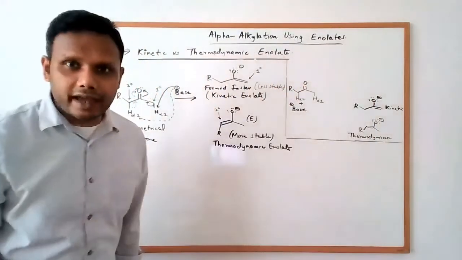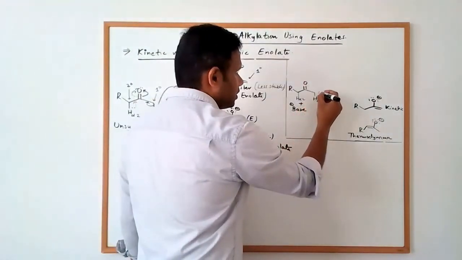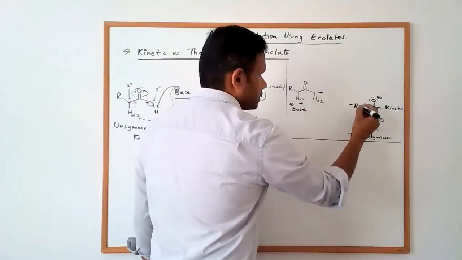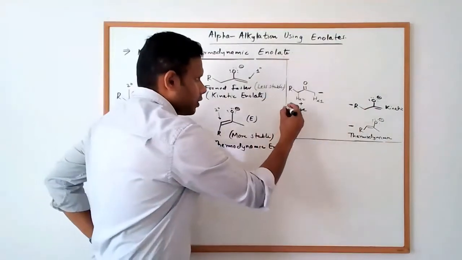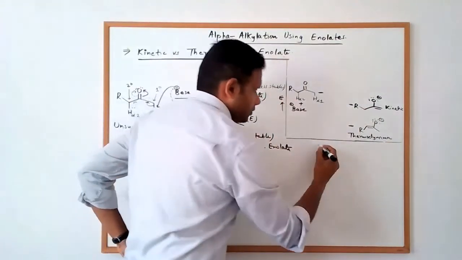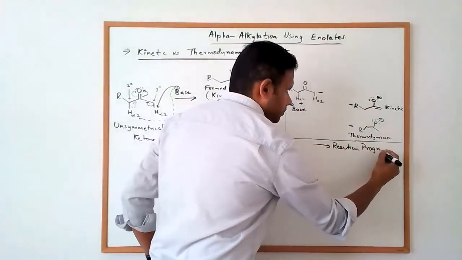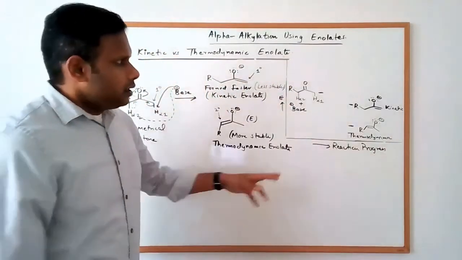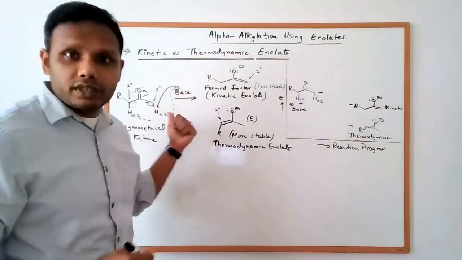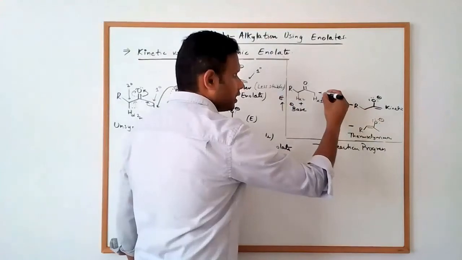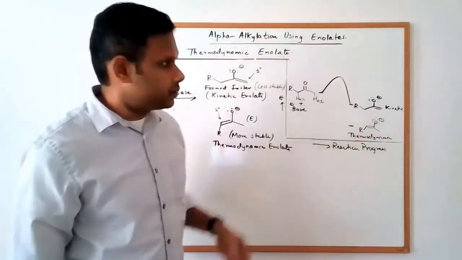This is formed faster. So if we plot a reaction profile diagram, and if this is the energy of the starting compound, so this is on an energy scale. And we're plotting reaction progress, let's say. If you plot that, then to go from the alpha carbon compound, or from this unsymmetrical compound, to the kinetic enolate, it's going to be really fast, okay? It won't need a lot of energy.